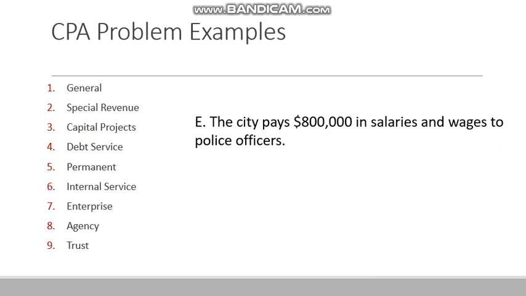The last examples that we're going to be going through are E and F. E: the city pays $800,000 in salaries and wages to police officers. The key point here is that these are employee salaries, so they would go directly to the general fund.